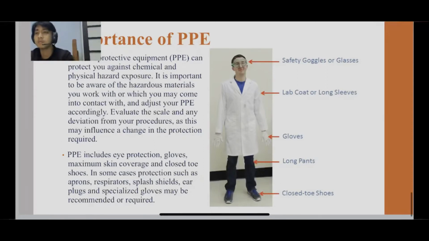So PPE must include eye protection, gloves, maximum skin coverage, and closed-toe shoes. In some cases, protection such as an apron, respirator, splash shields, earplugs, and specialized gloves may be recommended or required. In this photo, these are some examples of our protection. Here we have safety goggles, a lab coat, gloves, long pants, and last but not least, closed-toe shoes. So that's all from me.